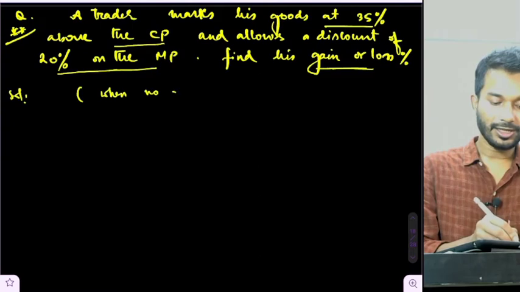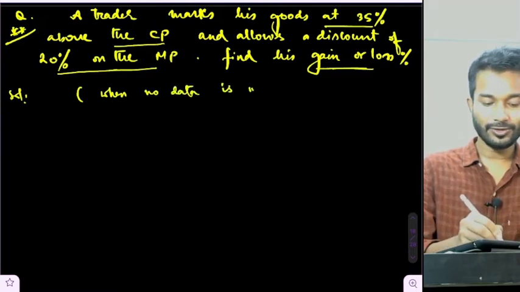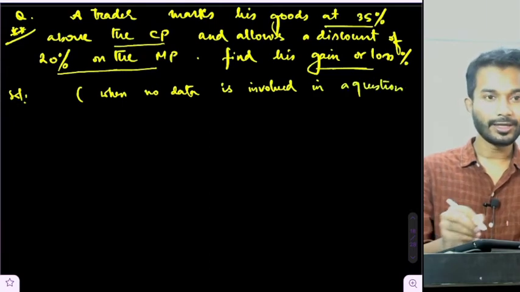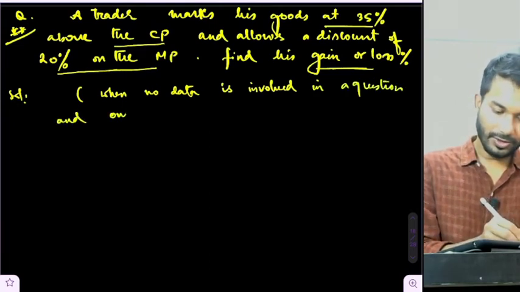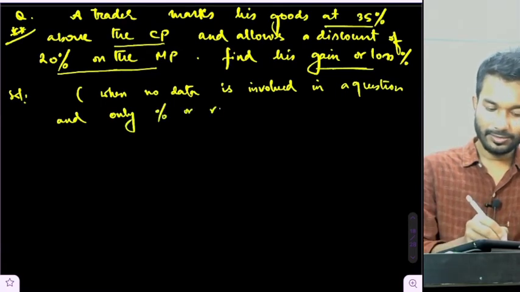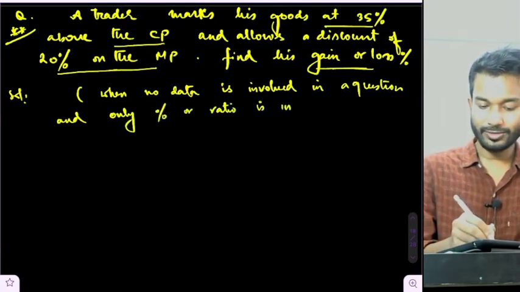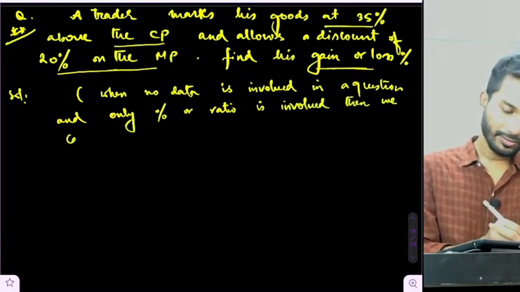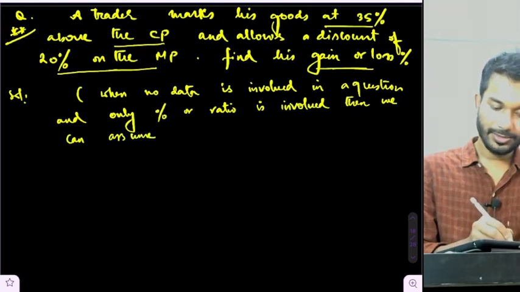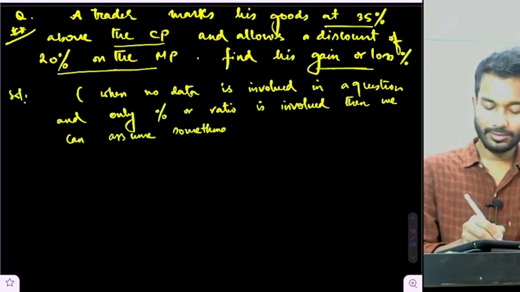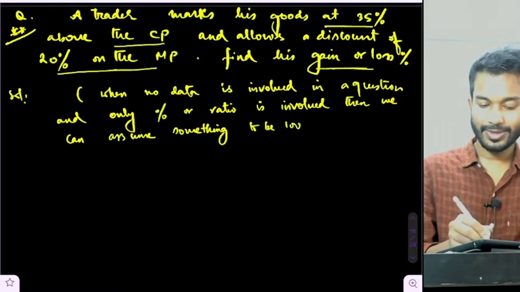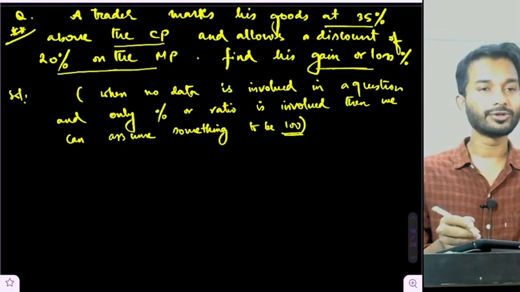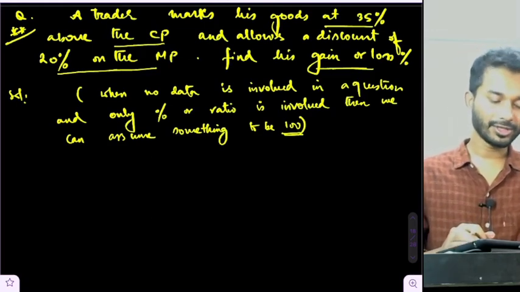When no data is involved in a question, and only percentage or ratio is involved, then we can assume something to be 100. Or rupees 100 we can take. Not necessarily 100, we can take 50 also, 1 rupee also, 99 rupees also, depending on the situation.